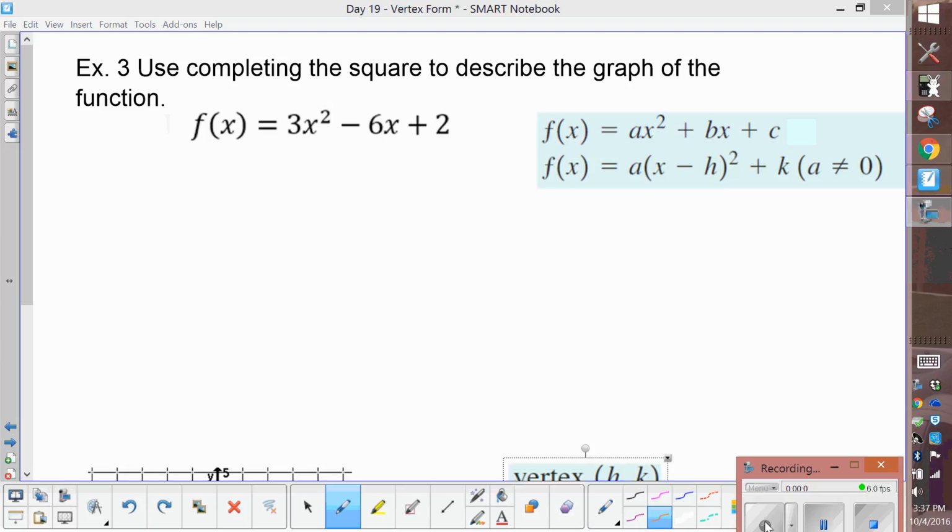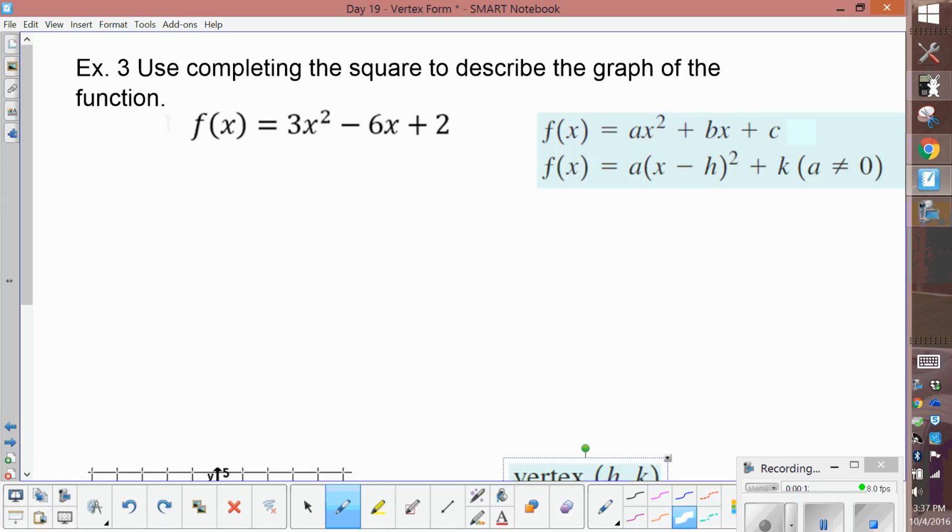Okay, this is example number 3 for vertex form. We're going to go ahead and graph this thing. You'll notice it's in standard form right now, so we're going to follow the same steps we've been working on. I'm going to get rid of this f of x, and over here to the right, I'm going to put equals 0.